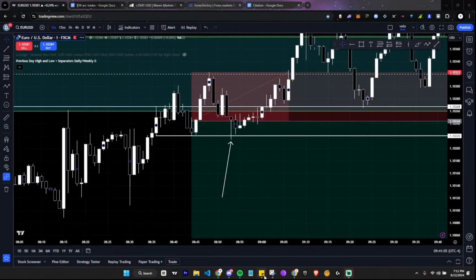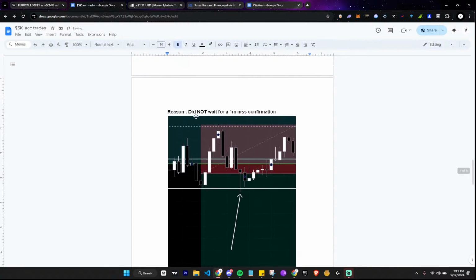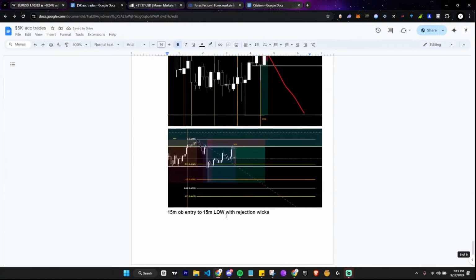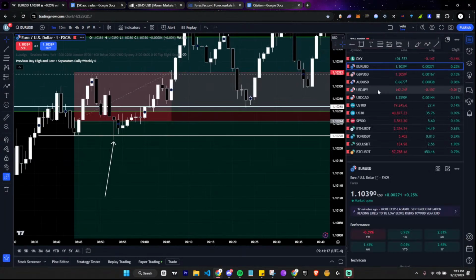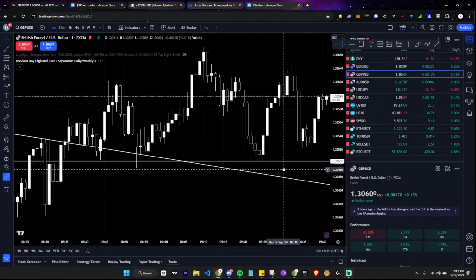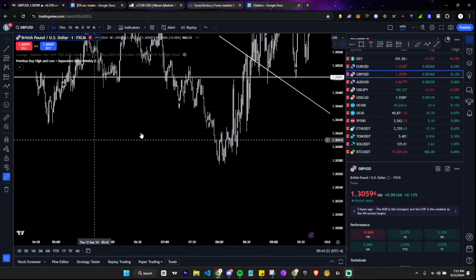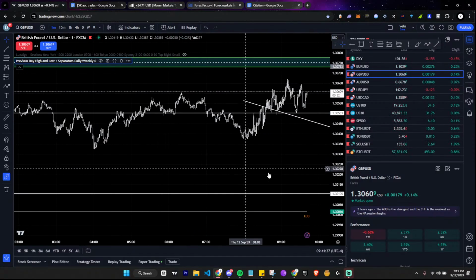over here, as you can see. So this was the reason for the loss: did not wait for a 1-minute market structure shift confirmation. So that's as simple as that. So over here, as you guys can see, on the where was I? Yeah, AUD USD. So I actually missed a trade on GBP USD as well. Let me show you guys where it was. Yeah, so I missed the trade over here.